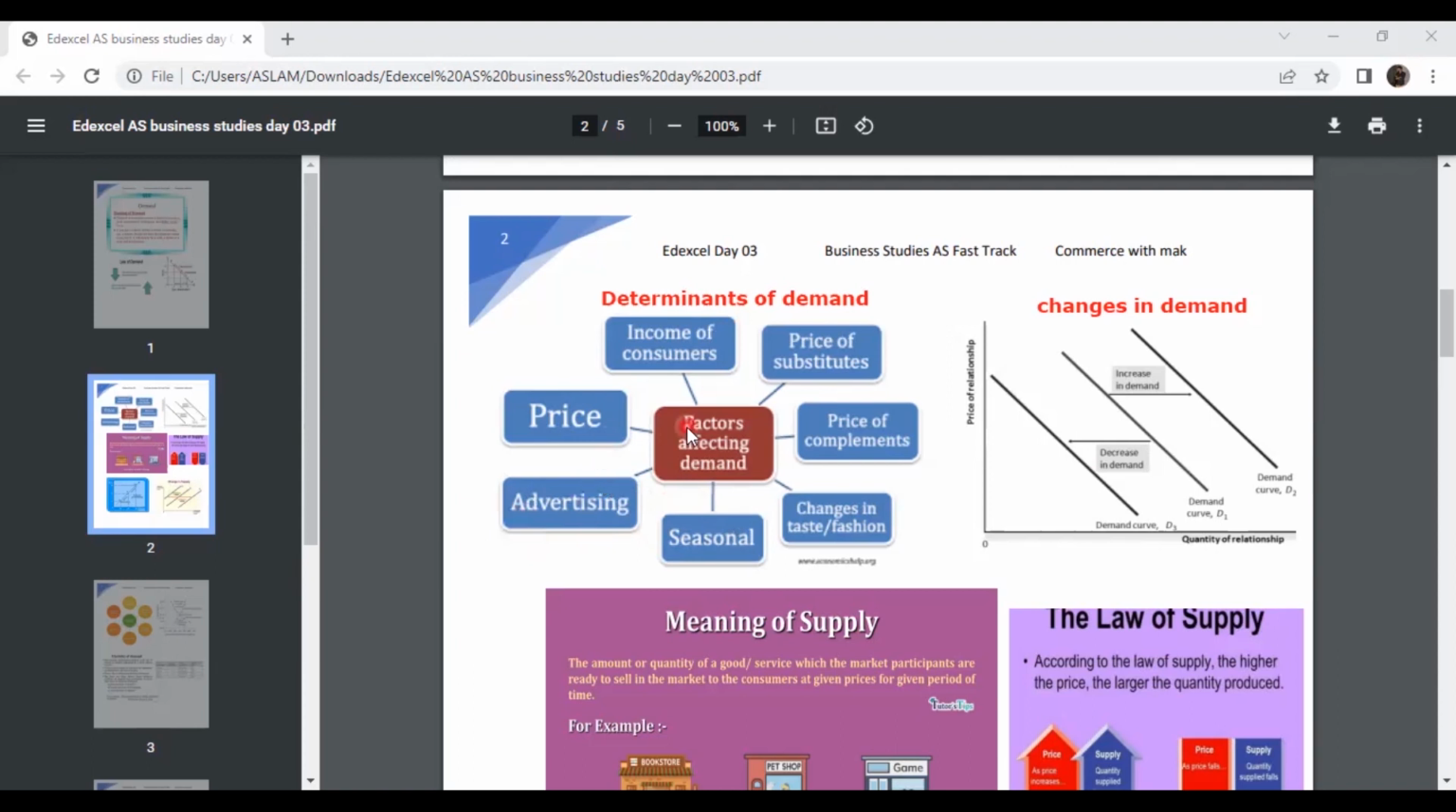So here, factors affecting demand, they have given price, so I will cut this. This should be price of other products, not price. Price won't determine here.